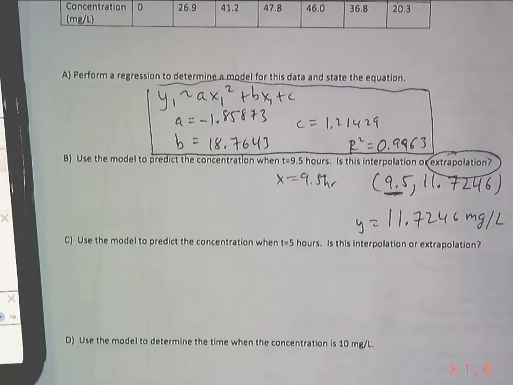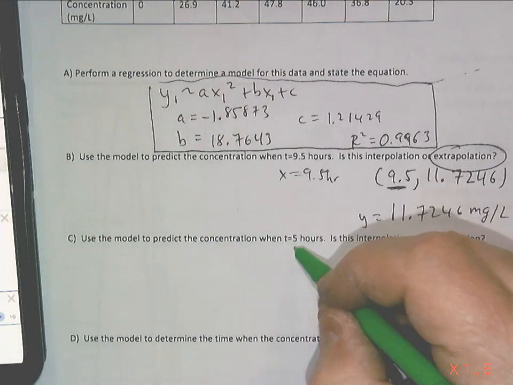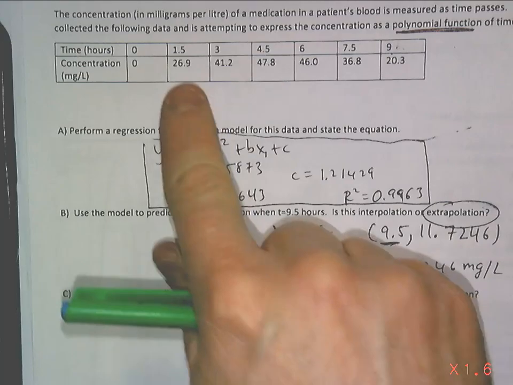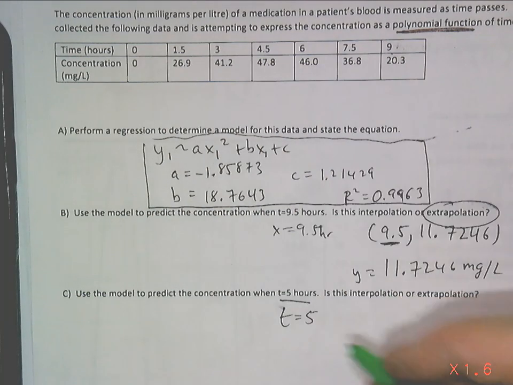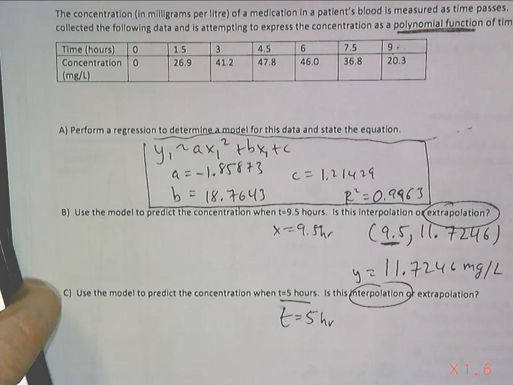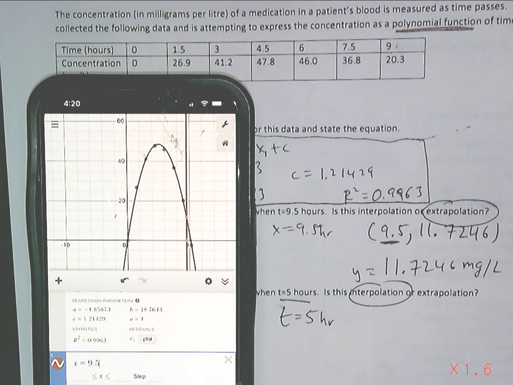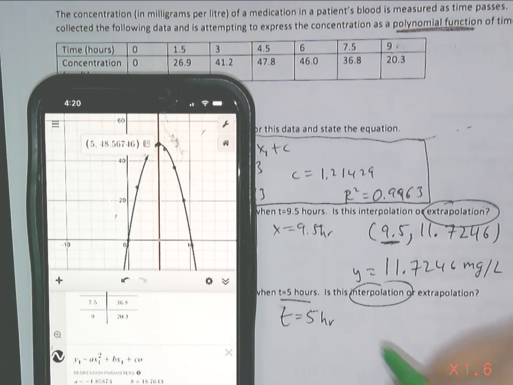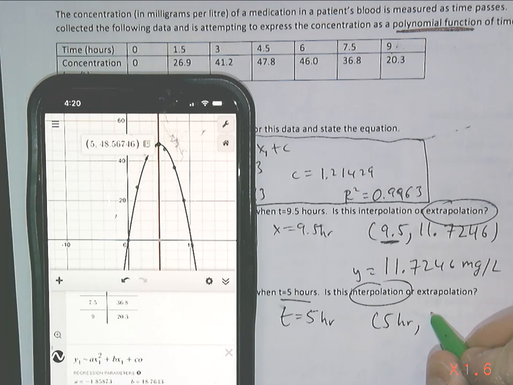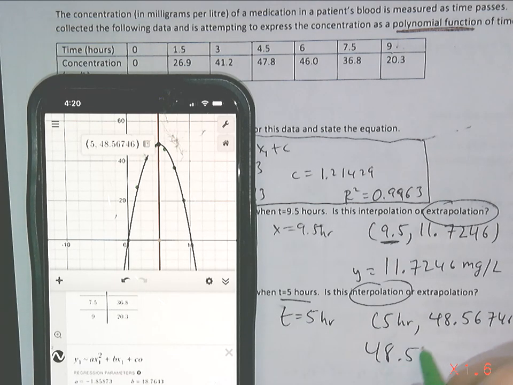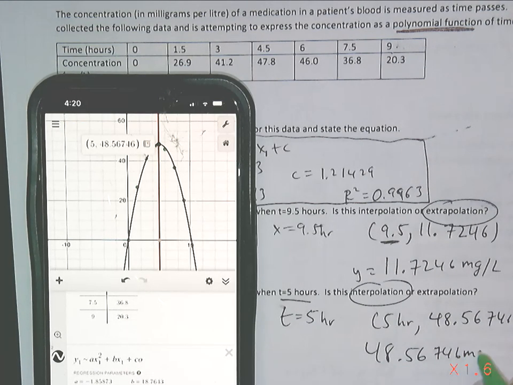Good. Next one. Use the model to predict the concentration when time is 5. Well, it's the same thing. 5 hours. 5 is within the time frame, so that's going to be interpolation. And then I will do the exact same thing. Change this to a 5, save myself some time. Click on it. 5 hours and 48.56746, and that's going to be in the same units, milligrams per liter.